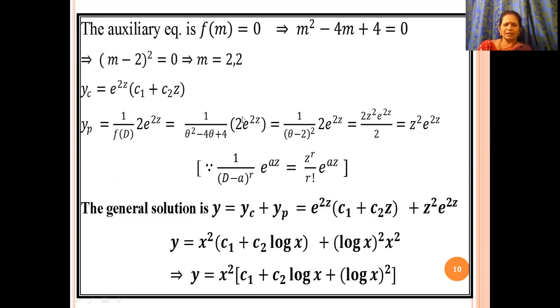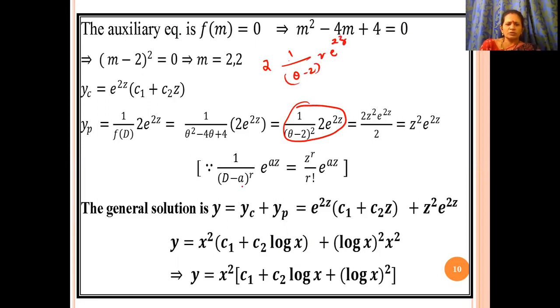Then this is the formula. So if it is like this, 2 into e power z, write down the 2 outside, 2 into 1 by D minus 2 whole square. So for any function like this, 1 by D minus a whole to the power of r into e power az, we have to apply the formula: z to the power of r by r factorial into e power az. Just I will explain on the board. I will take the pen. So how to write this, it is in the form of like this. Just write down 2 outside. This is in the form of 1 by D minus 2 whole square into e power 2z.